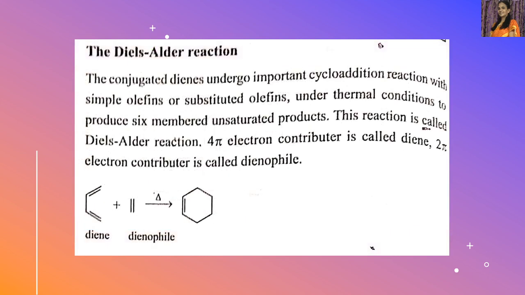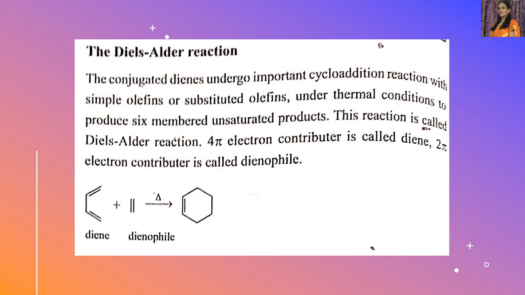Now another reaction of dienes, conjugated dienes especially, is the Diels-Alder reaction. Very, very important reaction, Diels-Alder reaction. In this Diels-Alder reaction, the conjugated dienes undergo an important cycloaddition reaction, an addition reaction with simple olefins. Olefins means alkenes or substituted olefins, under thermal conditions to produce six-membered unsaturated products. This reaction is called the Diels-Alder reaction.